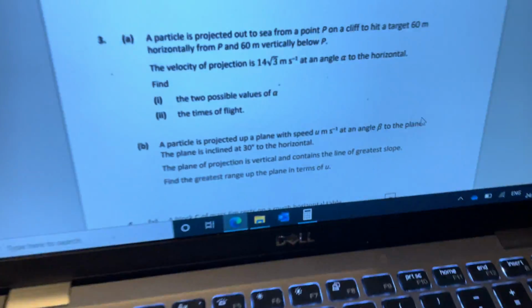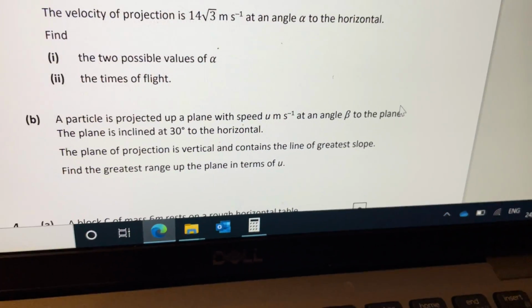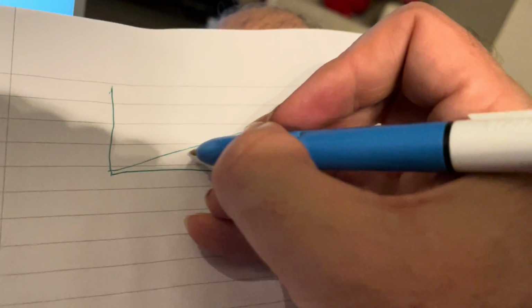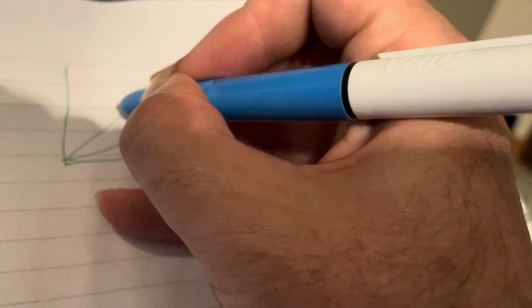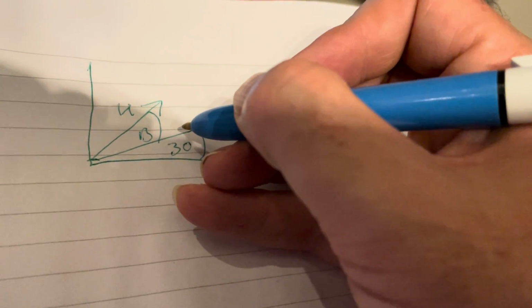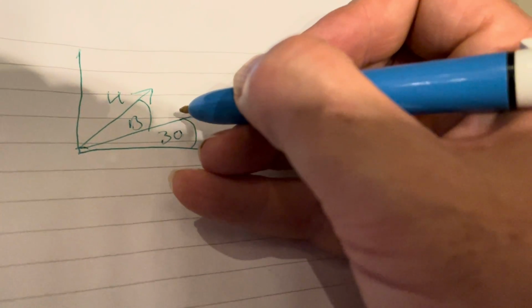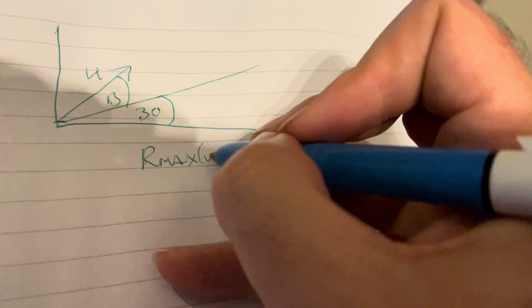Okay, so part 2. Particle projected on a plane using angle beta to the plane. Okay, so inclined plane. Plane is inclined at 30 degrees. It's angle beta there. Speed u. Find the greatest range on the plane in terms of u. So R max as a function of u.